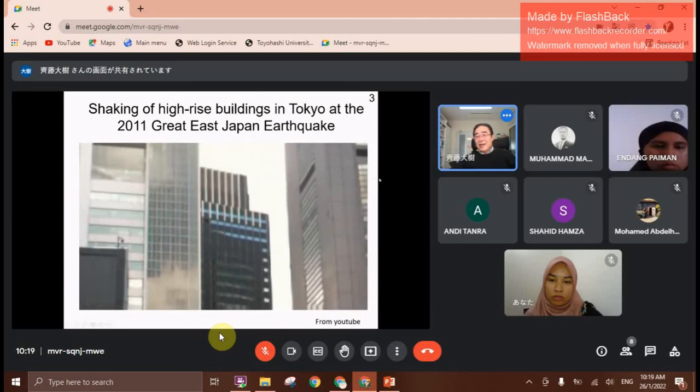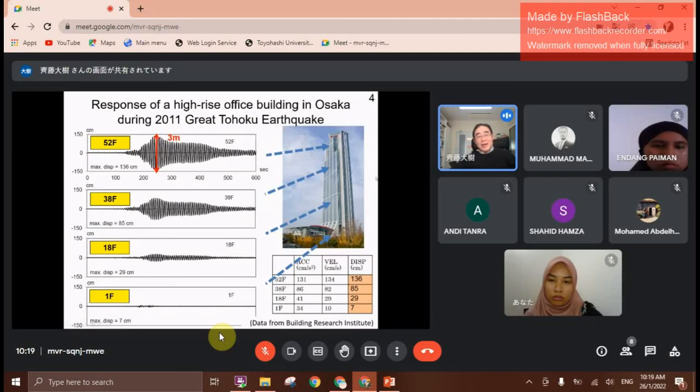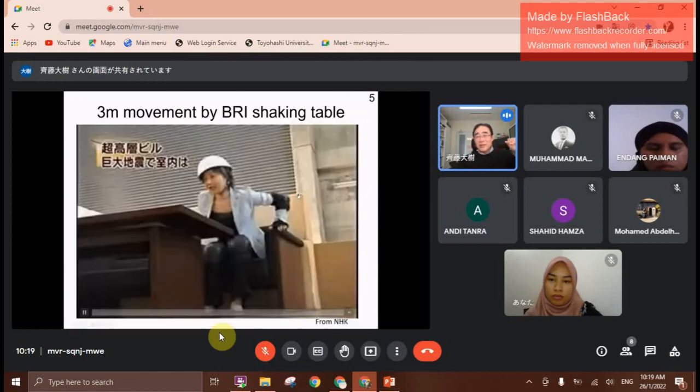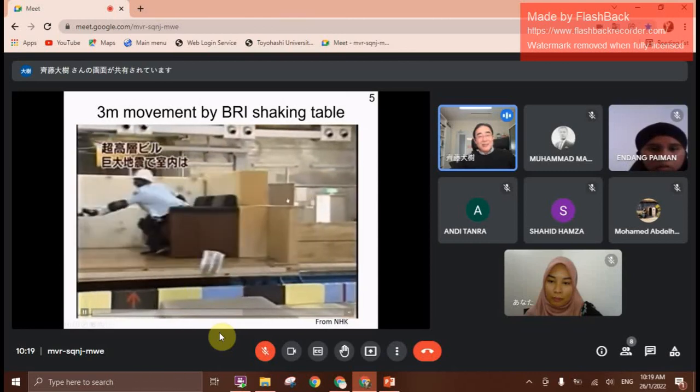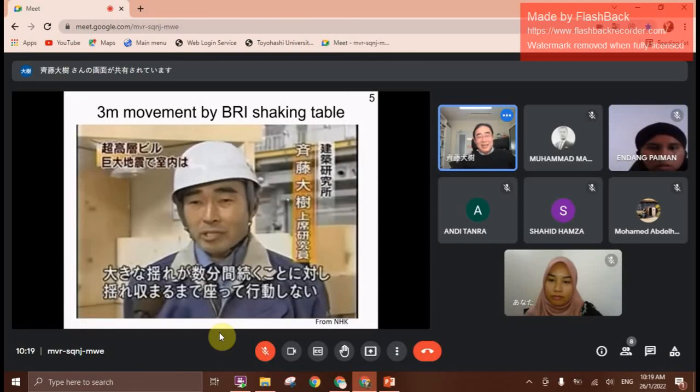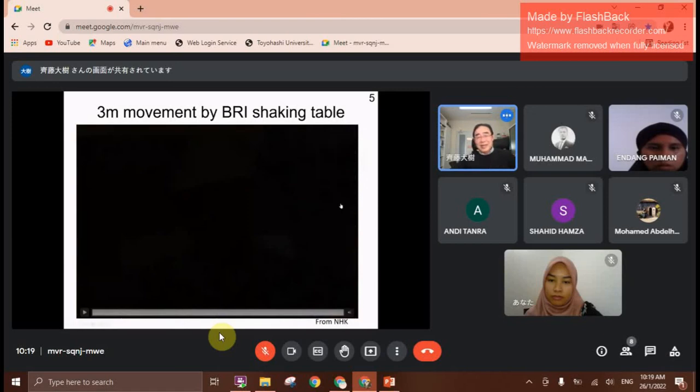The building in Osaka. This building is located 700 kilometers from the epicenter, very, very far from the epicenter. But at the top of the building, it moved 3 meters left and right because of resonance. The 3-meter movement is something like this. Can you see this movement continue for a long time? And this is a video, I mean, a TV program. I was young at that time.